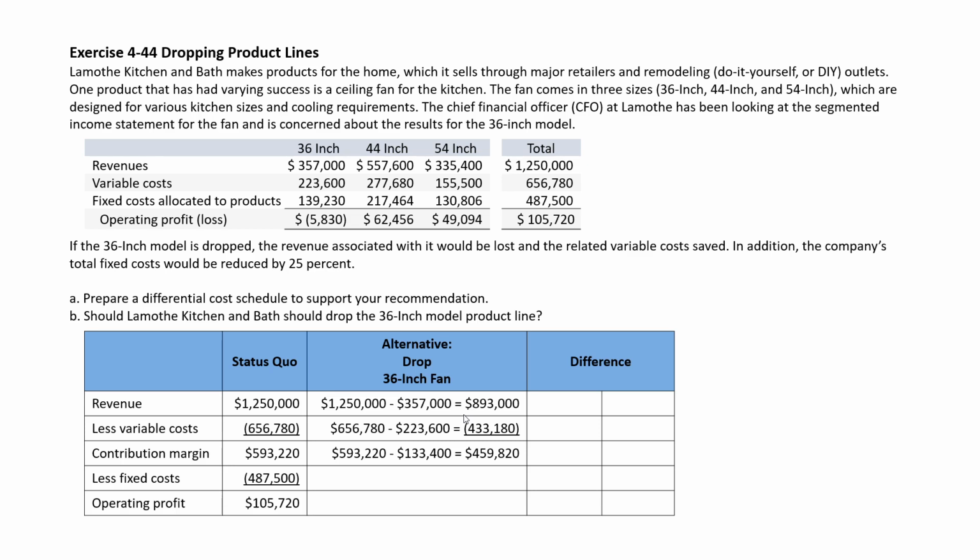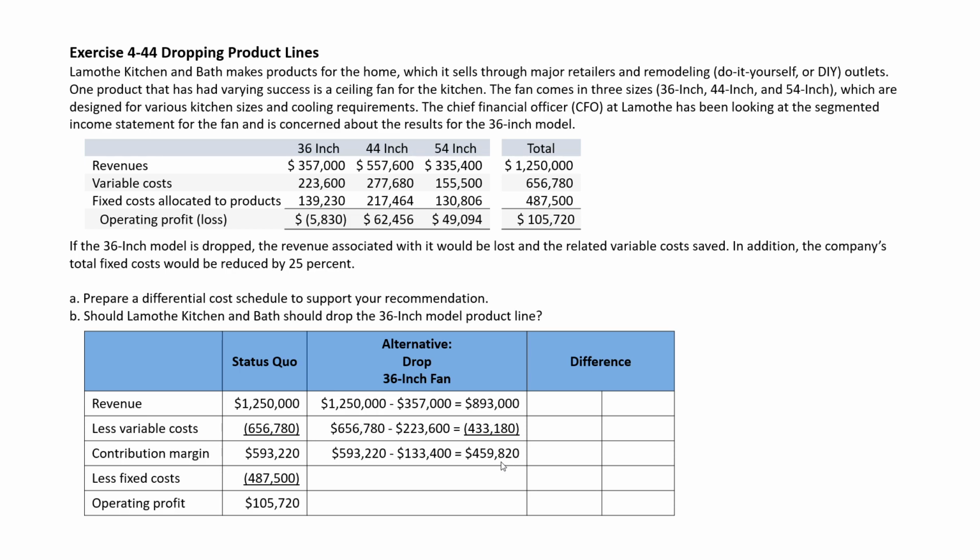We would lose variable costs for direct material, direct labor, and variable overhead combined. So we're going to start with our variable cost for the company as a whole of $656,780 minus the identified variable cost for the 36-inch of $223,600. That brings our variable cost down to $433,180. Subtract that from the revenue of $893,000, and that brings our contribution margin down to $459,820 if we get rid of the 36-inch line.